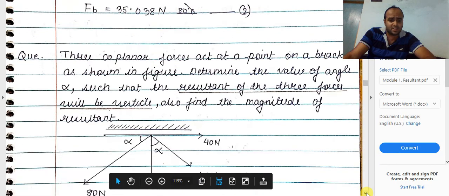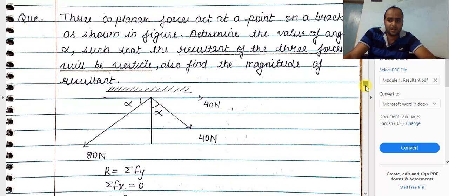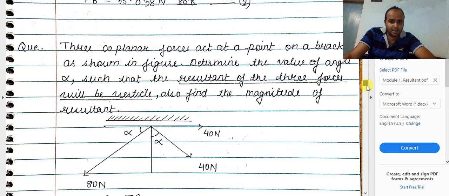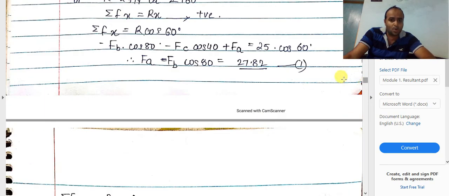So this completes this particular problem, my dear friends. Only the value of Fa is left out. We can simply substitute the value in equation number 1 and get the value of Fa then and there.